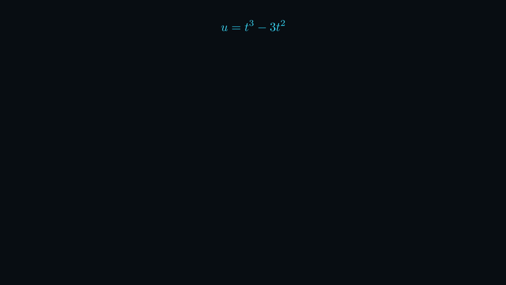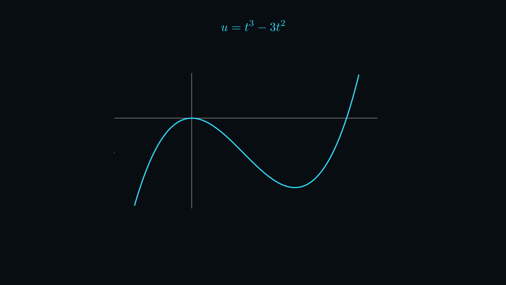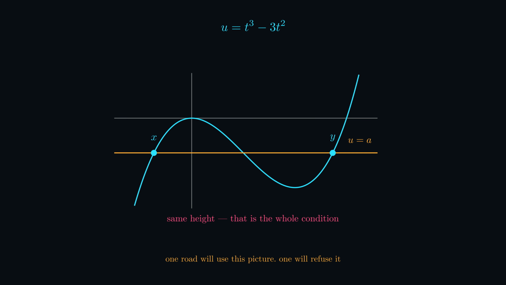Before choosing a road, one translation. Whatever the shared value is, call it A. Then x and y are both solutions of the same equation. T cubed minus 3t squared equals A. And that has a picture. Draw the curve u equals t cubed minus 3t squared, and draw the horizontal line at height A.